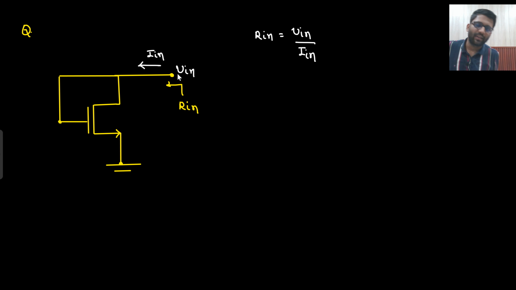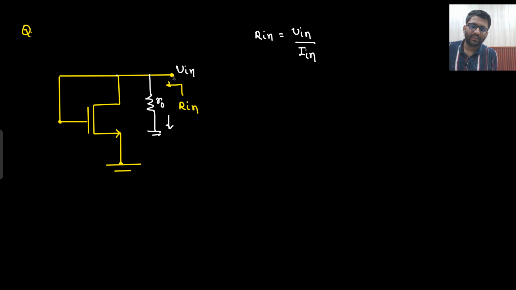What I need is V in by I in. What I know is that between drain to source, source is connected to ground. So between drain to ground there is R naught connected. Drain to source it is connected, but source is connected to ground. So from drain to ground there is R naught. So what will be the current in this R naught? That will be V in by R naught.